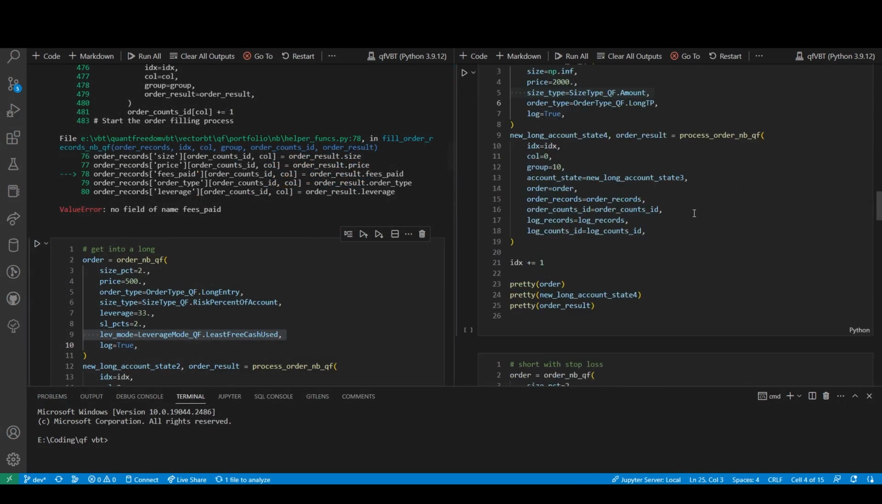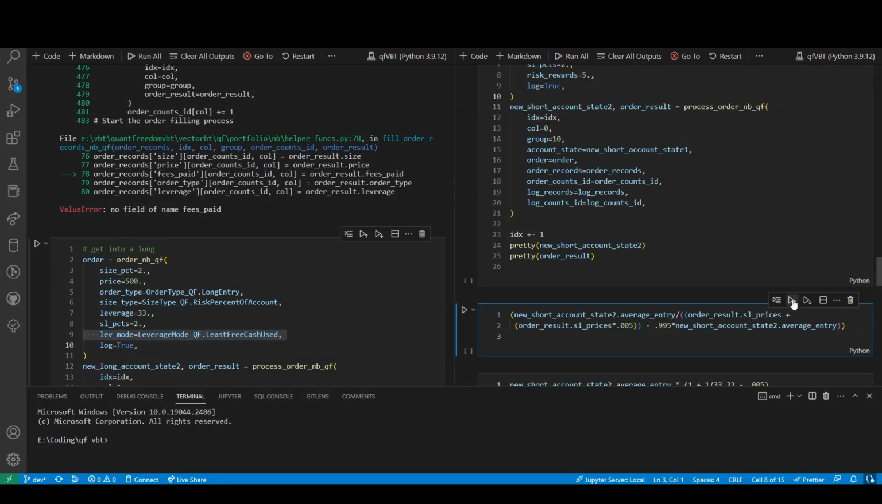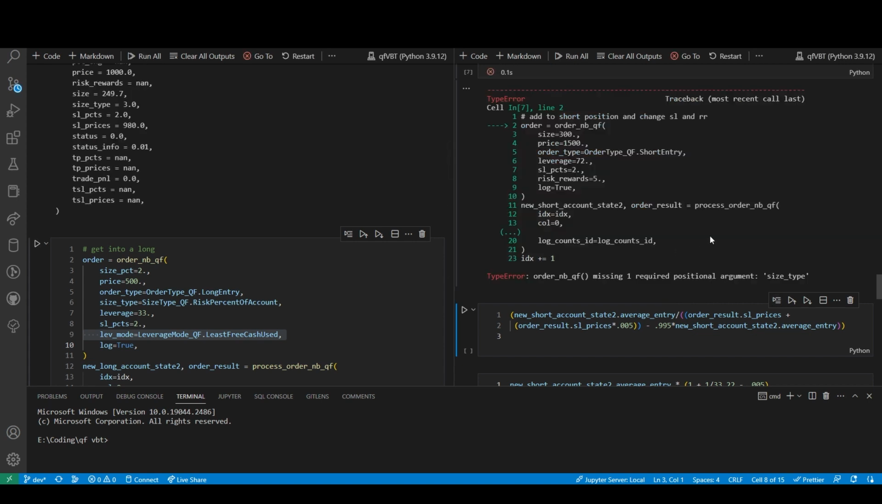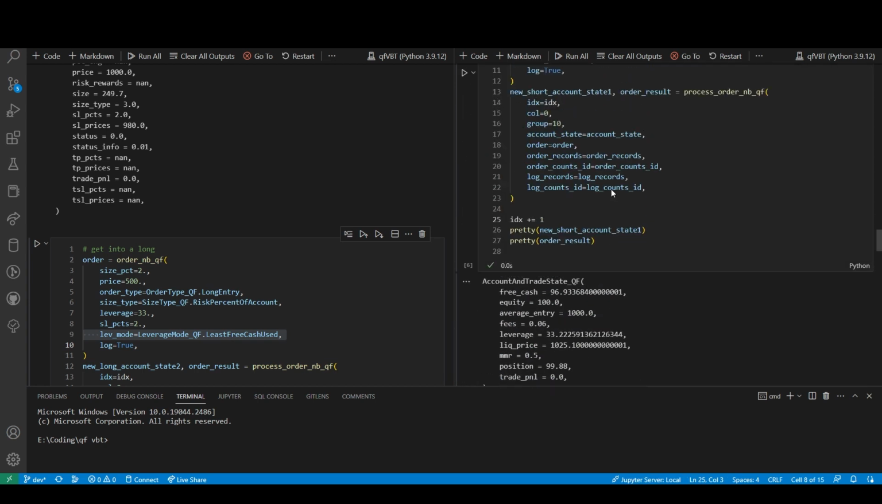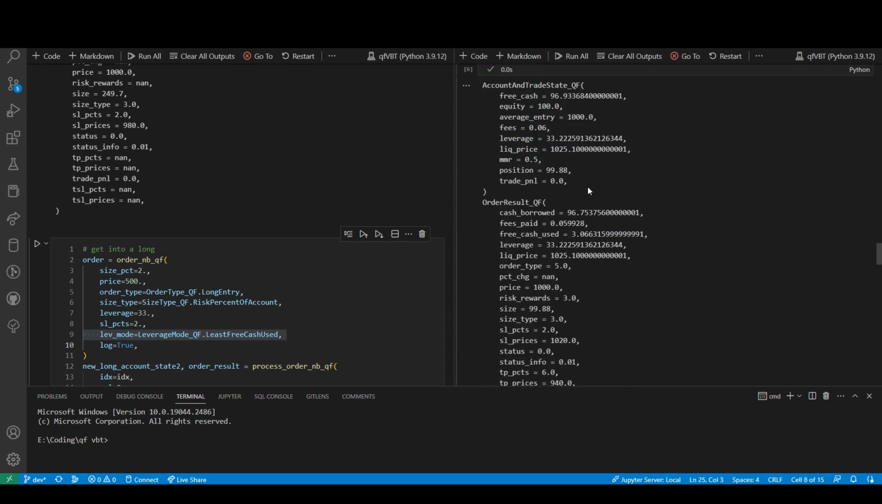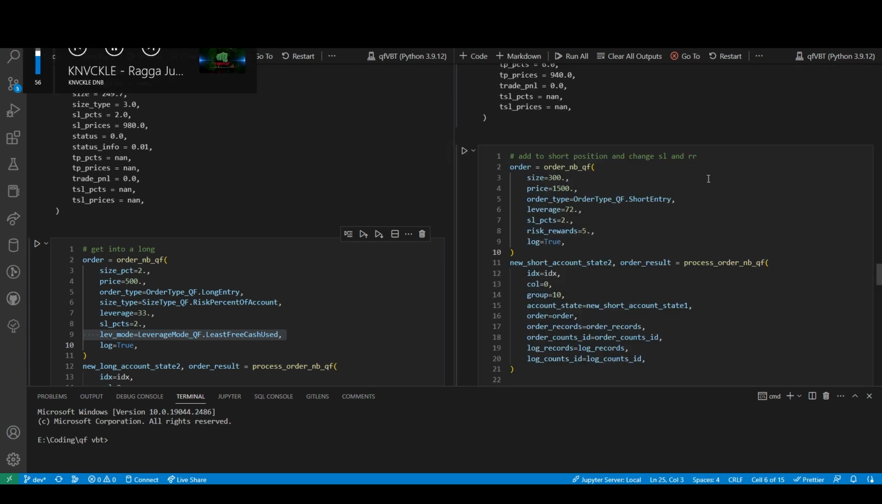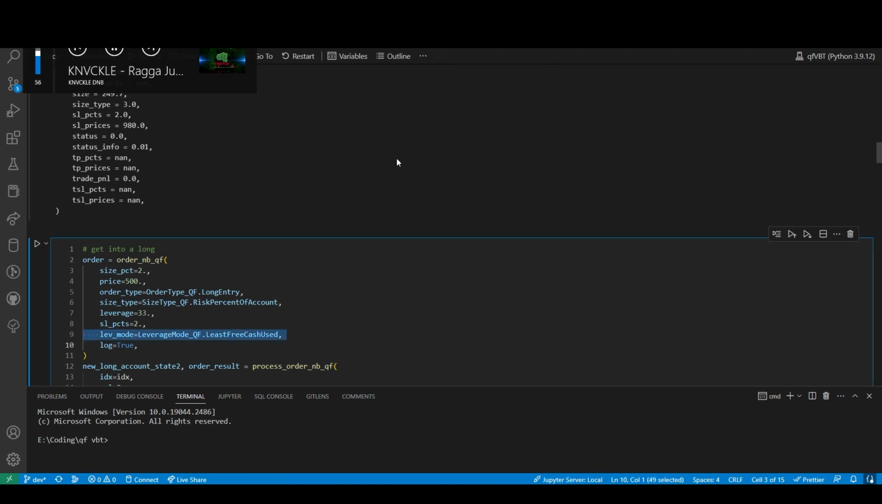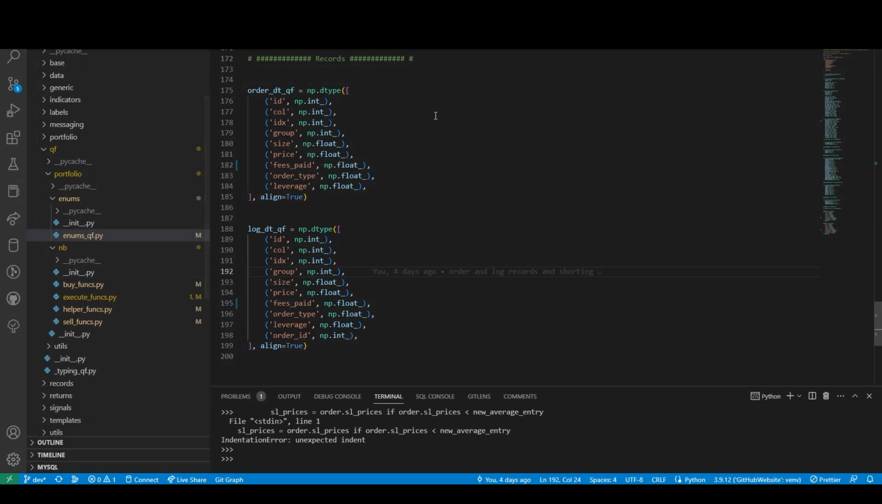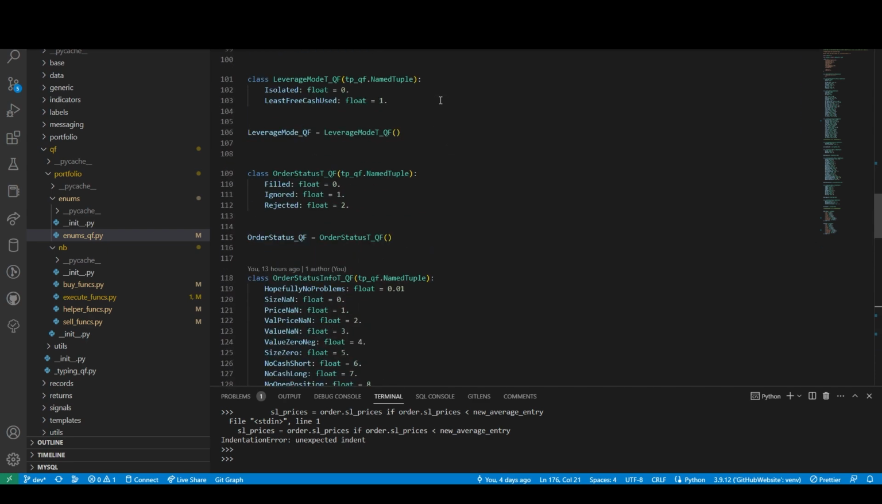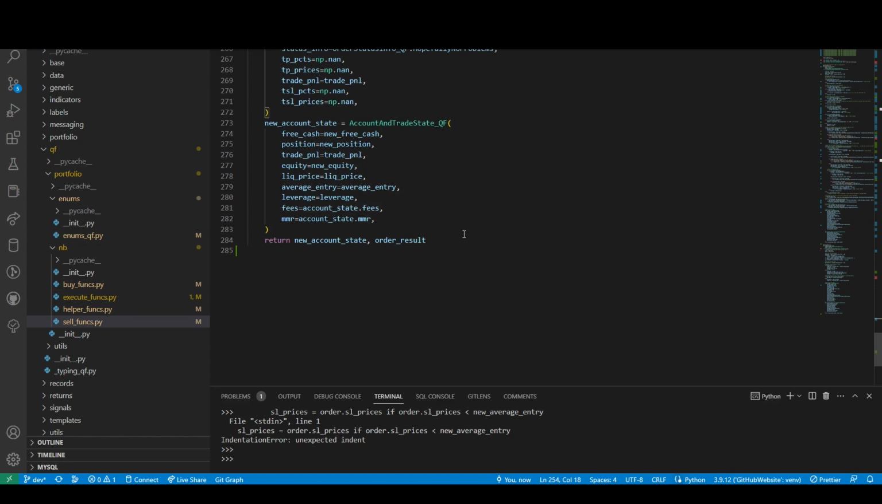Alright, now let's try again. Holy fuck! Size type. Oh, so this one works. I didn't fix the other one. Alright. So we have our fees paid, okay. Oh boy, so it seems like everything is working. So now what we'll do is work on the take profit.